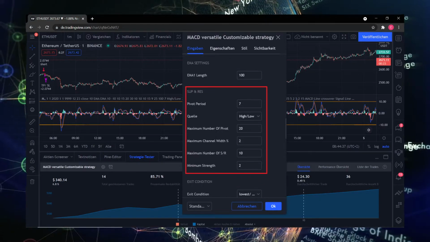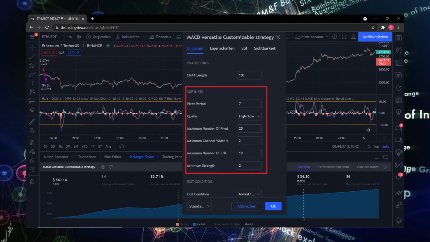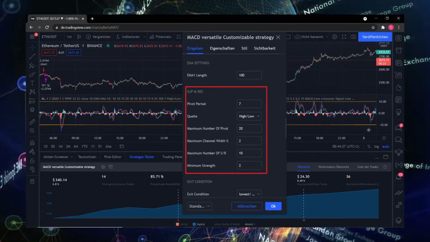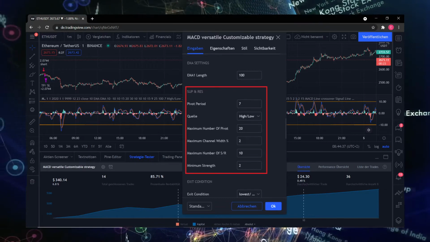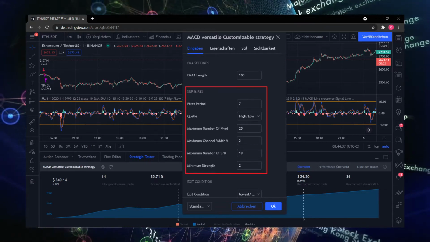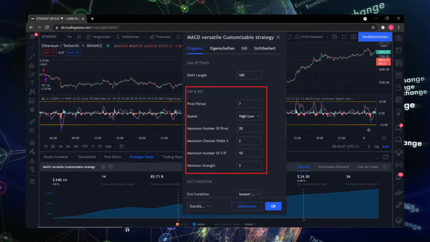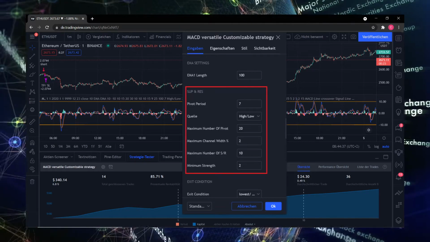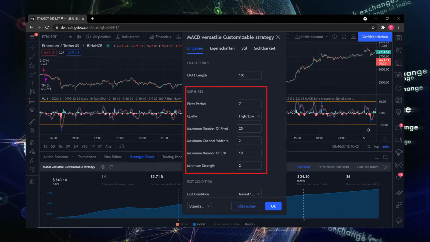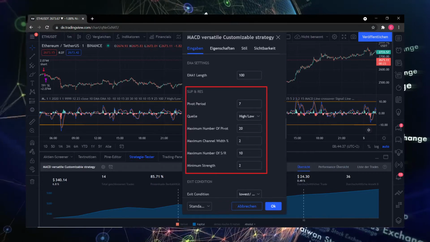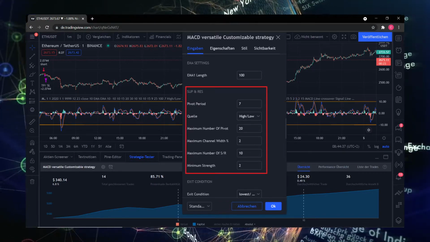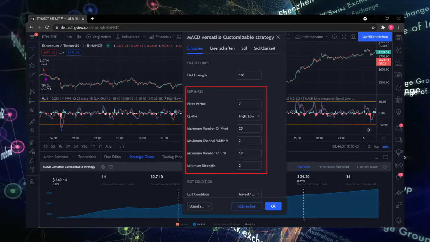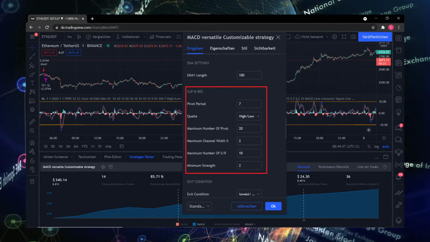The section Sup and Res is available to my Patreons. Here, under Pivot Period, you can set how many days and candles the indicator should look back to detect supports and resists based on the highest and lowest values of the candles. Maximum number of pivot means the maximum number of pivot points to be used. Maximum channel width % determines what width the support and resistance line should have. This turns the lines into ranges. Maximum number of SR determines the maximum number of support and resistance lines to be created. Minimum strength defines the minimum number of pivot points needed to create a support and resistance line.